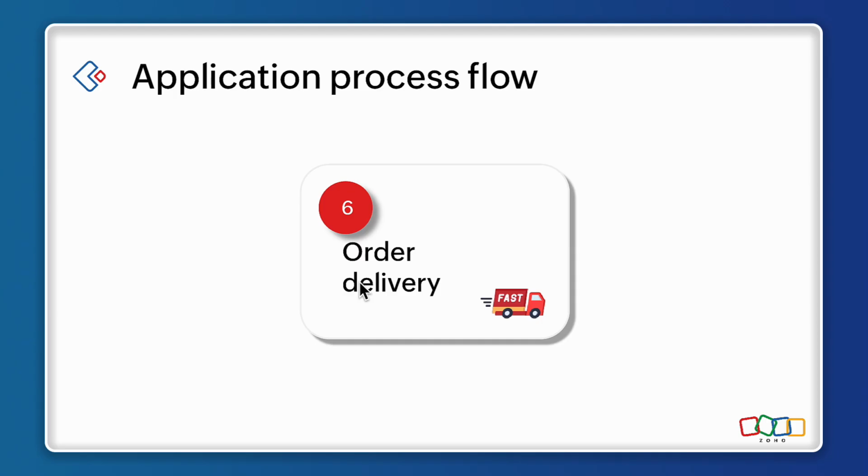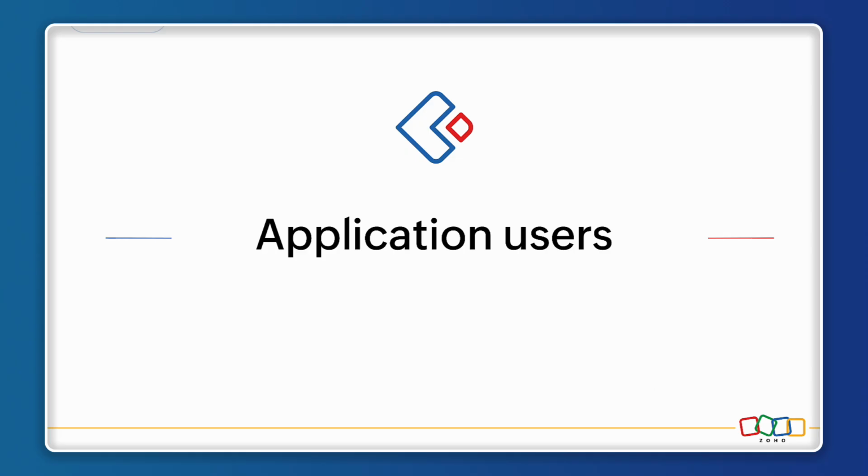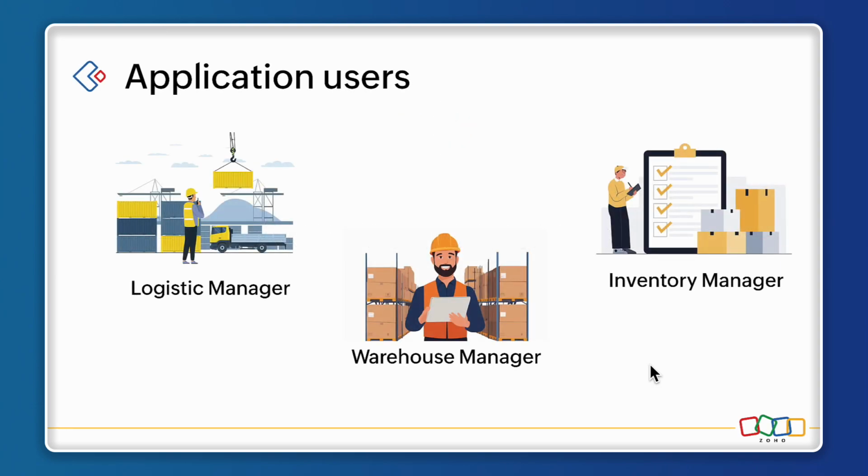So at the shipment planning, let's say the transportation manager is available, and he will be the one who will be assigning the drivers to different destinations, right? So once the driver goes and delivers the product to the customer, that's the last process called order delivery. Right. So this is the complete application process flow that we have brought inside the Zoho Creator platform, right? Now moving on to the next, let us understand who are going to be the application users. So while talking about the application users, we have the logistic manager, right?